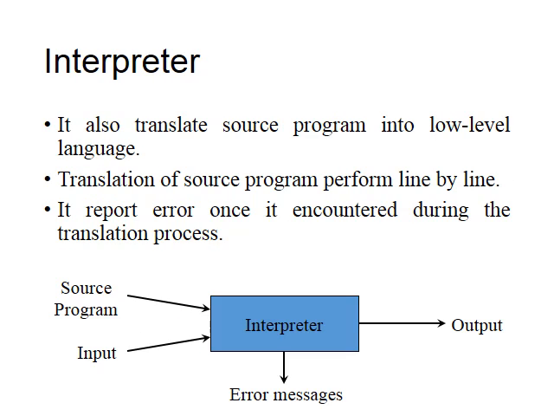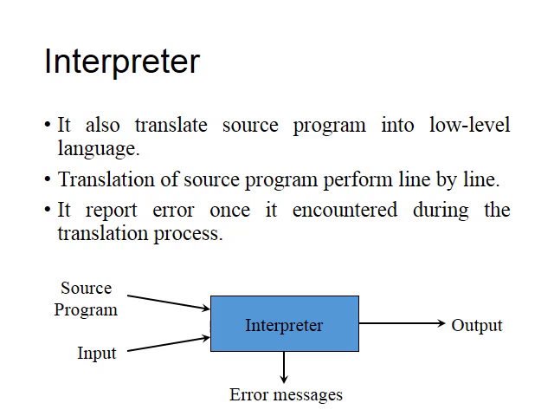Let's start with the interpreter. It also does the same process of translation from high level language to low level language, but it processes line by line. The translation process is done line by line. It reports an error once it encounters one during the translation process. It means that if it identifies an error, it will halt there until you remove the error. So here a diagram is represented for this purpose.